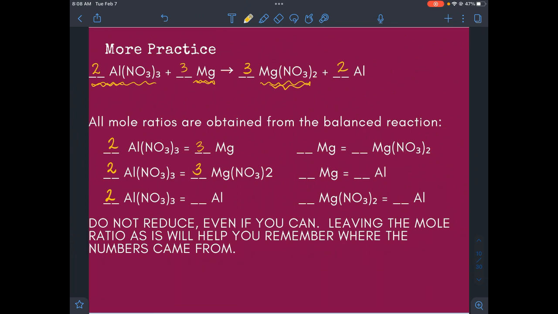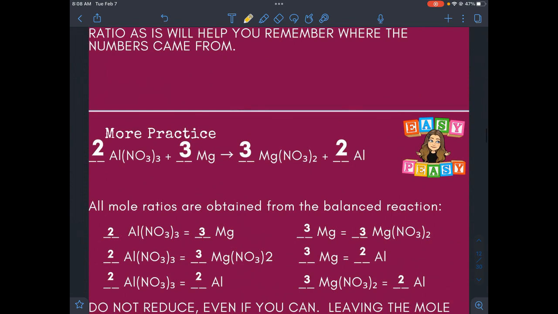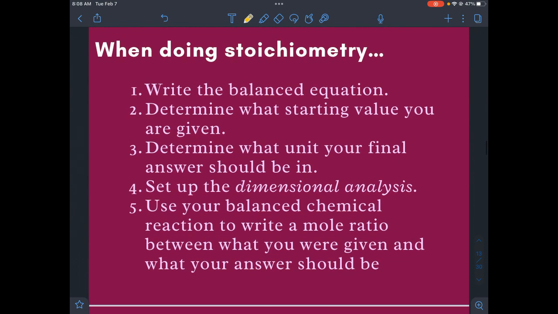Okay, aluminum nitrate is a 2, aluminum is a 2, magnesium is a 3, magnesium nitrate is a 3, magnesium is a 3, aluminum is a 2, magnesium nitrate is a 3, and aluminum is a 2. So there are our completed molar ratios. We don't reduce them, even if we can, because again, we want to remember where the numbers came from. Very good.